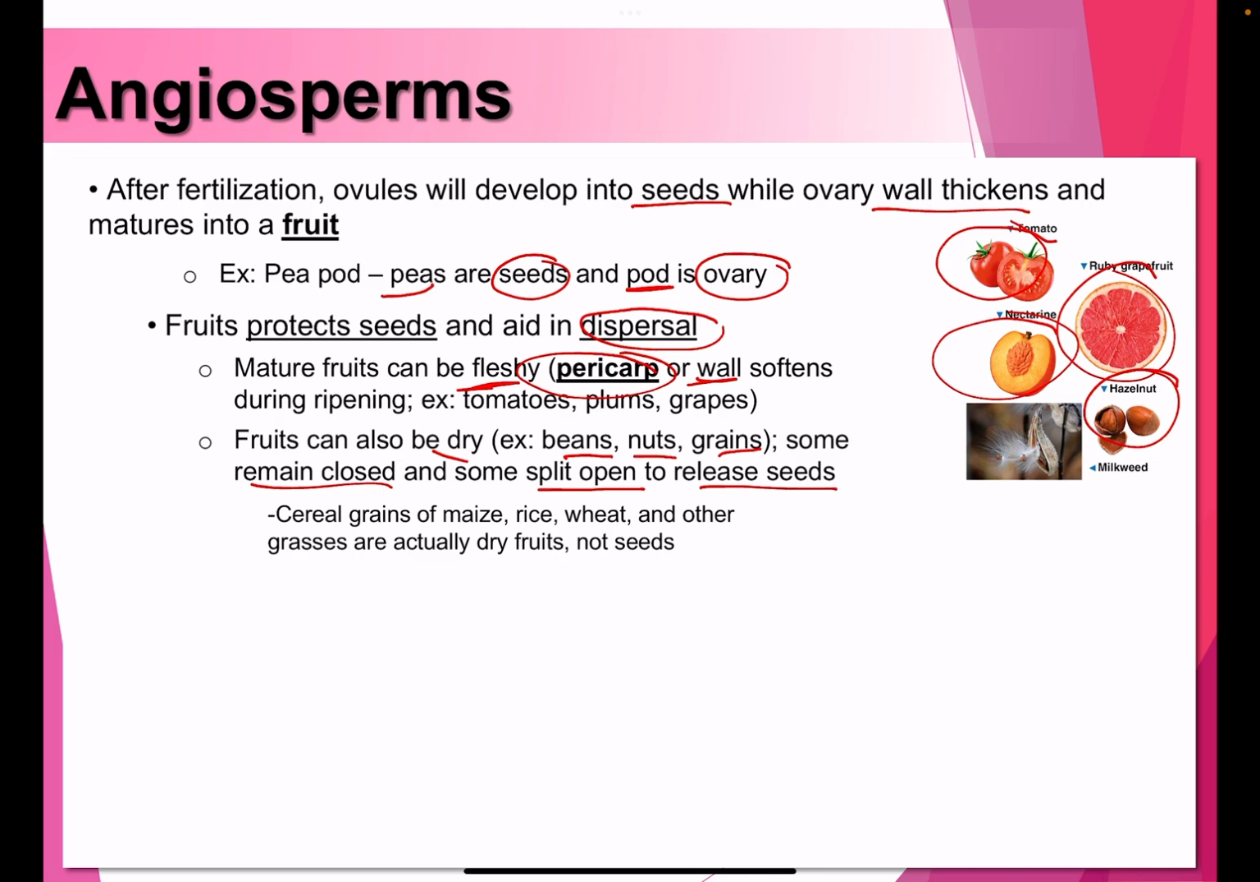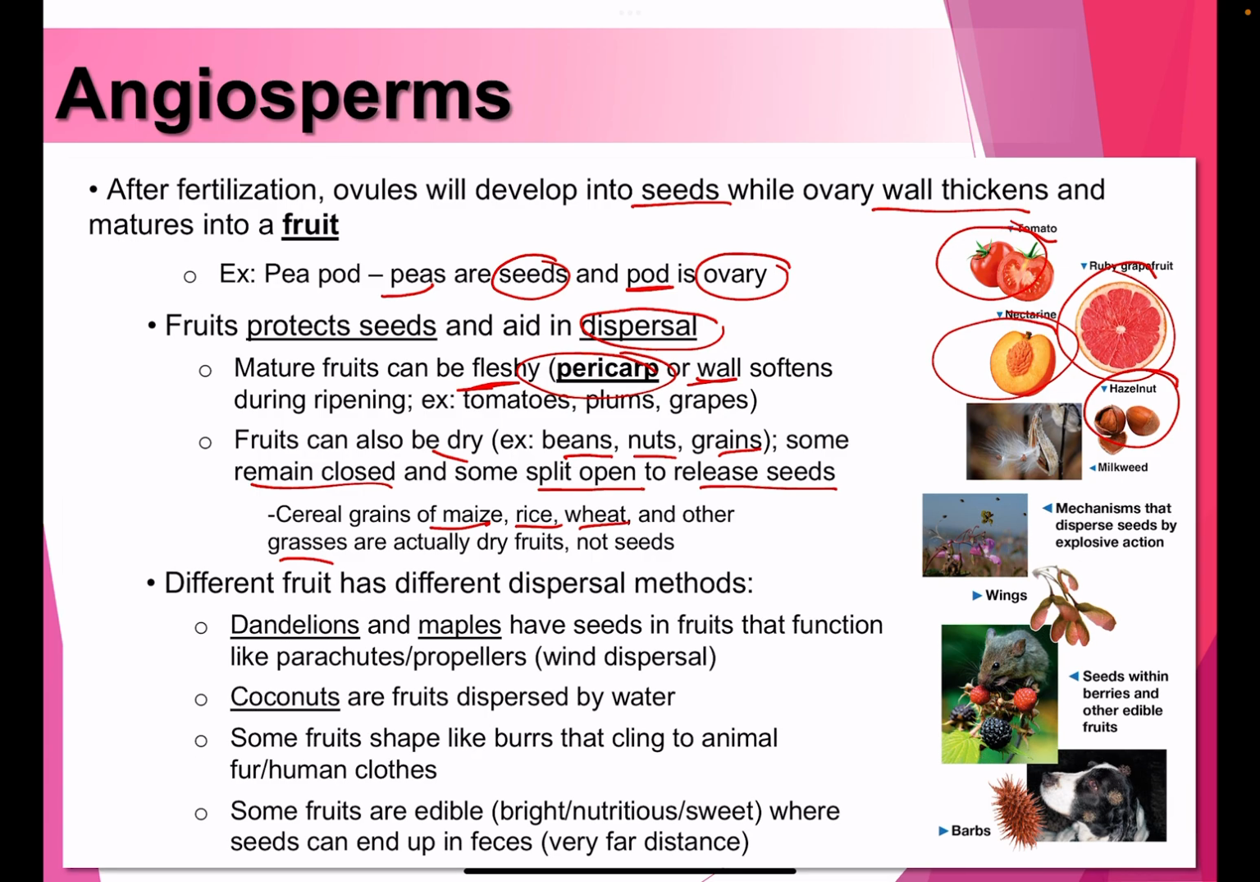Now, cereal grains of maize, which is a type of corn, rice, wheat, and also other grasses are actually dry fruits, because we tend to think of rice or these small little grains as seeds because they're so small. But no one can grow rice if you throw rice into the soil. You need the actual plant itself, which is the grass looking part of the rice plants. So just keep in mind that these cereal grains are not seeds. Even though they look like it, they're actually fruits, dry fruits, for that matter.